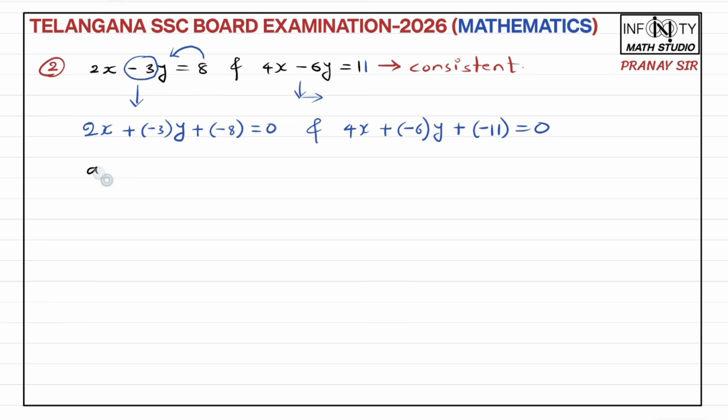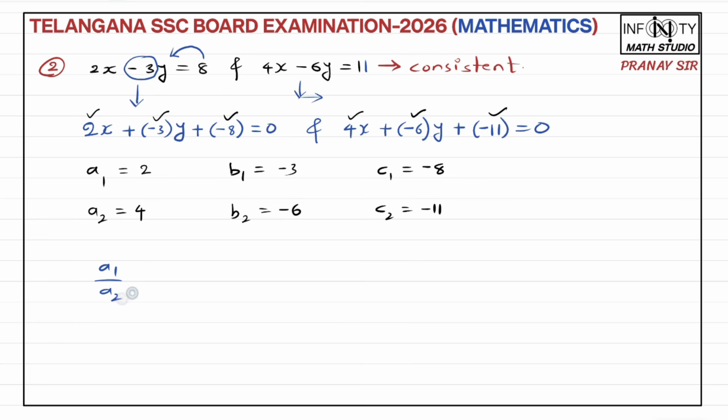Now here I have a1 is equal to 2, a2 is equal to 4, next b1 is equal to minus 3 and b2 is equal to minus 6. Write very carefully. c1 is equal to minus 8 and c2 is equal to minus 11. Now we have all 6 coefficients. Now let's compare their ratios.